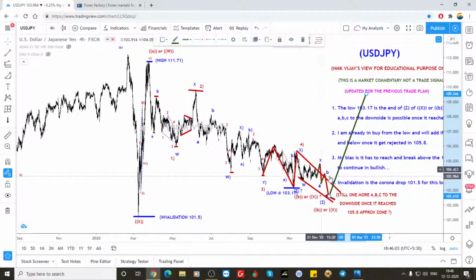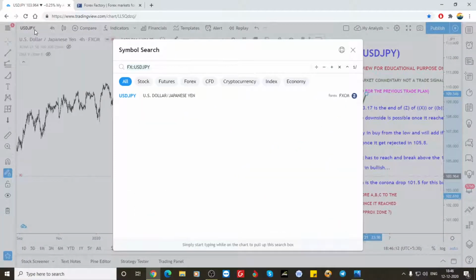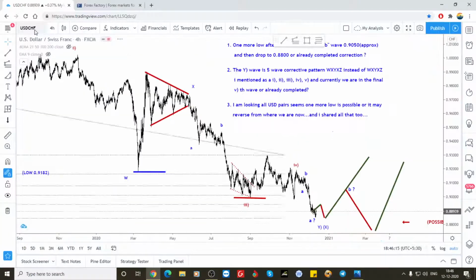So within this period, gold can go a little bit higher, and silver can also go higher. Let's see on that. And let's move on to USD JPY.